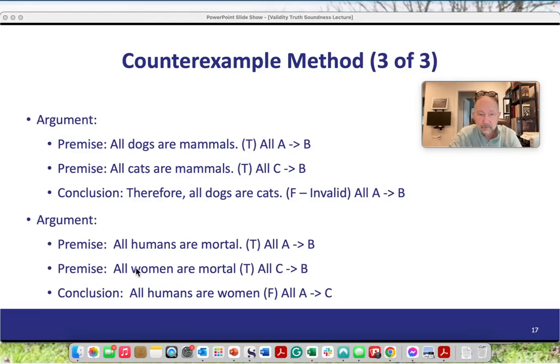All humans are mortal. All women are mortal. Certainly both of them are true. All humans are women. Certainly not true, right? So again, you can falsify this because you know it's not true. We have males. We have men, right? So that is invalid. Again, common sense, but when we get into more abstracted arguments, this can be very useful.